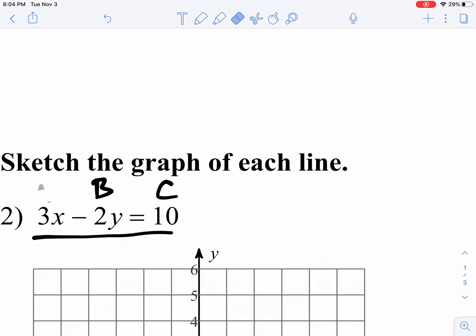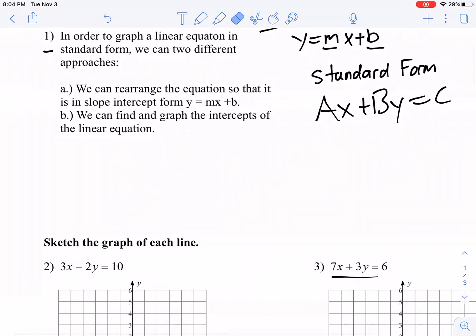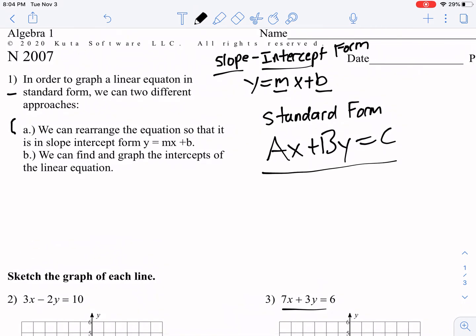Now, we want to be able to graph these, and there's two different options or routes that we can take. We're going to focus on the first one in this video, and in the next video, we'll look at the second option. So in order to graph this, we have two approaches. We can rearrange the equation so that it's in slope-intercept form, y equals mx plus b. In other words, we need to get the y by itself.